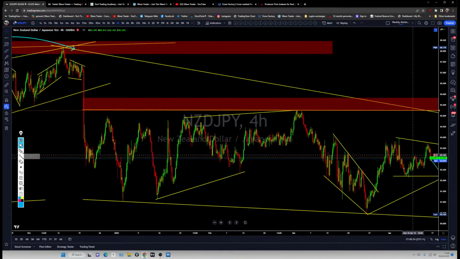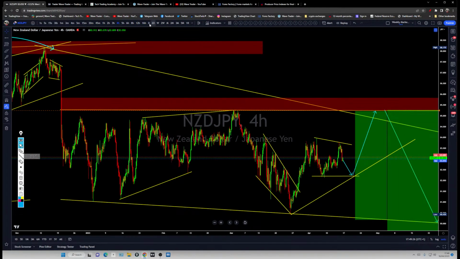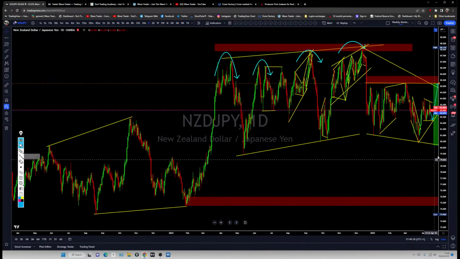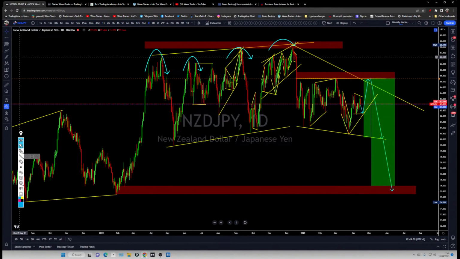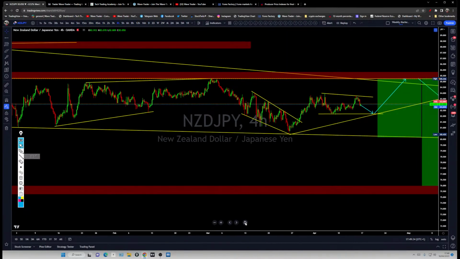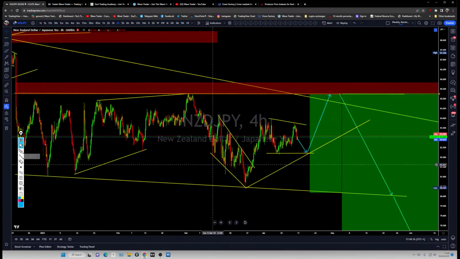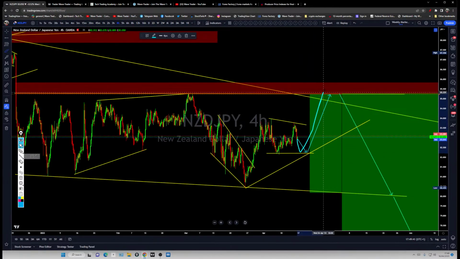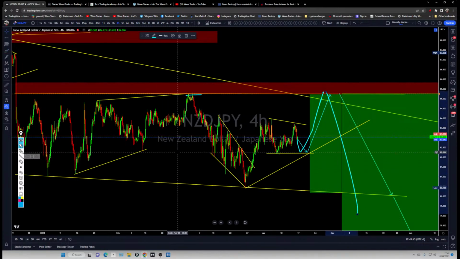Same goes with the Kiwi Yen. We still may see another leg higher, so the analysis is very similar to the USD Yen. The bigger wave is showing on the daily time frame. On the 4-hour time frame, we may see price go all the way to test that low and make another leg higher. Price can test that high before dropping.